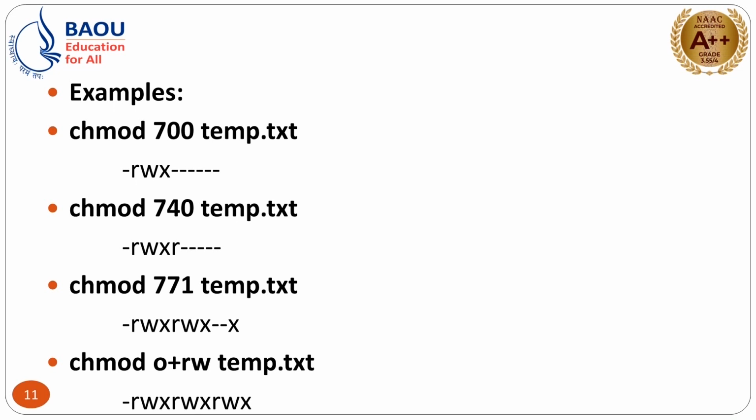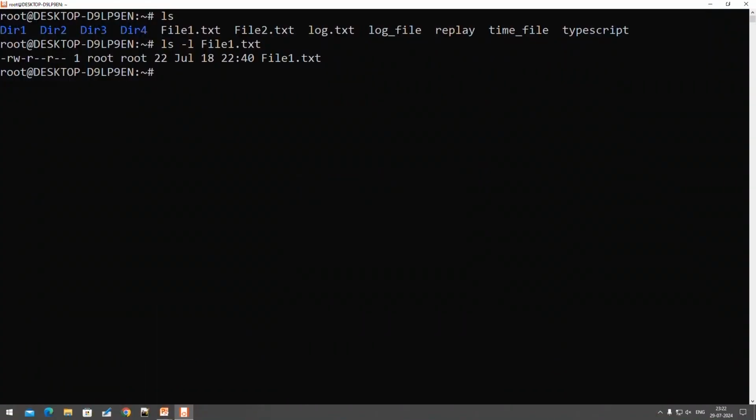you can use minus. You can see on the screen that the example represents chmod o plus rw. What does it mean? O means the other user can get read as well as write permission. Now all these examples we can see practically.